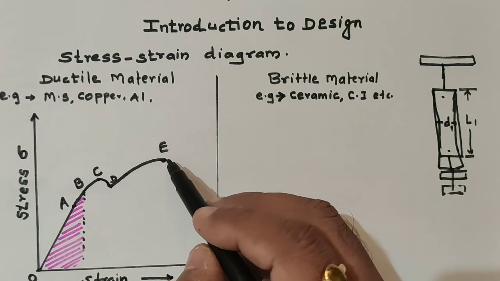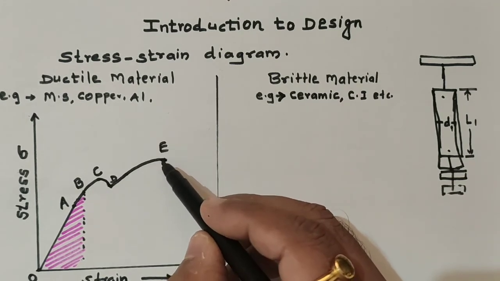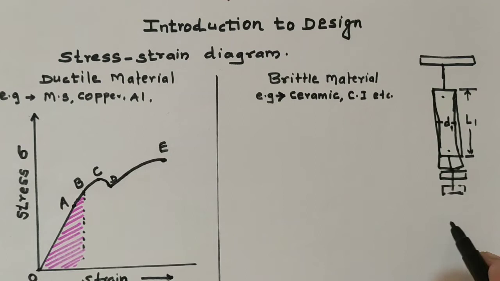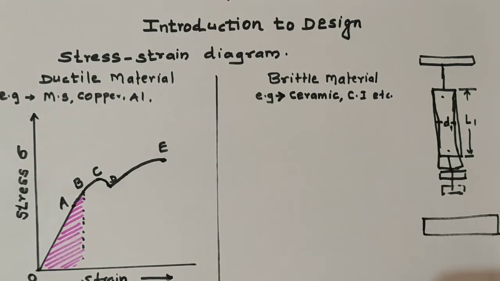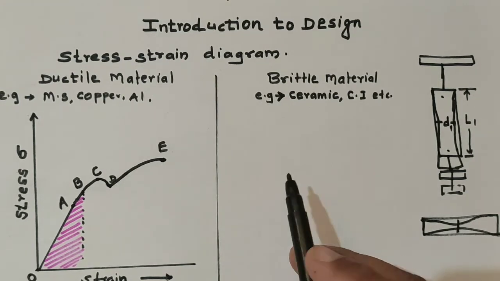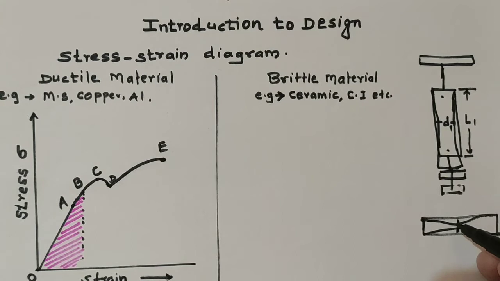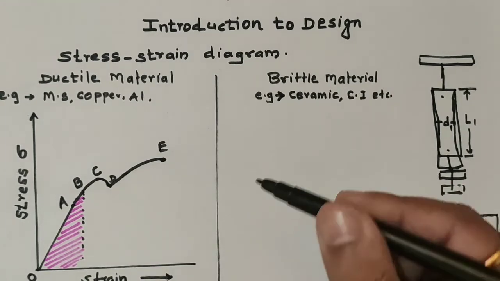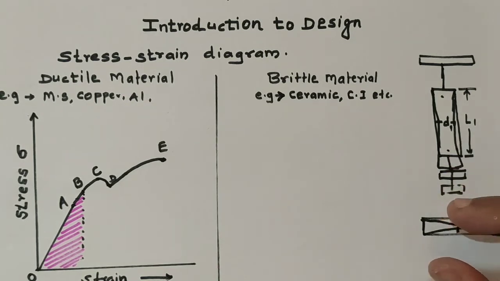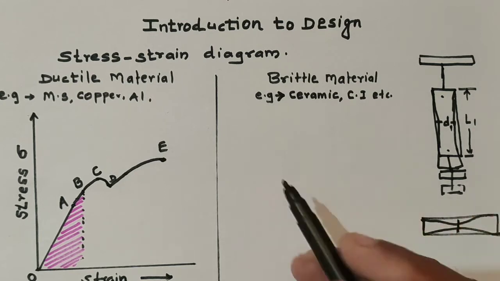Now when the specimen reaches the ultimate stress, the neck formation begins. This is our specimen, and this is the neck formation. So the neck is formed. The neck formation takes place along with the further decrease in the cross section area of the specimen. Due to the reducing cross section area, the neck is formed.